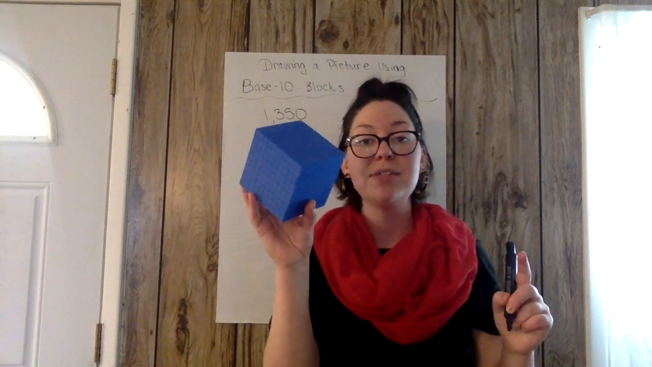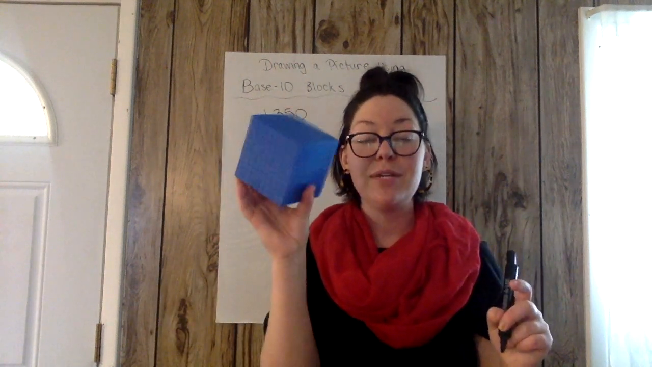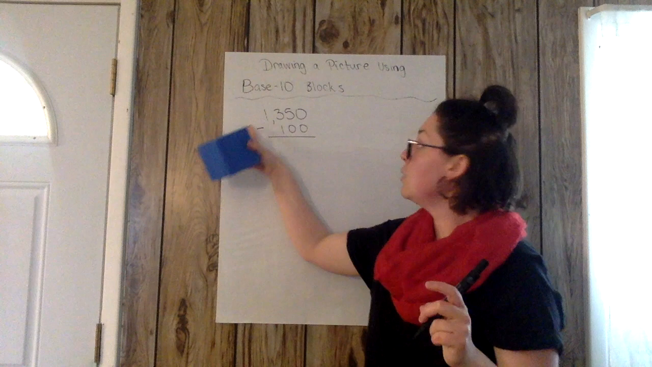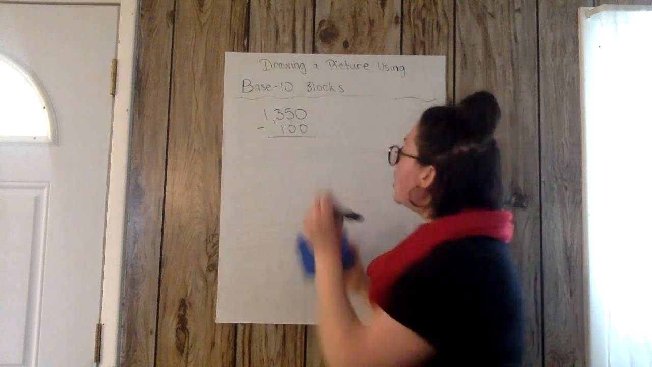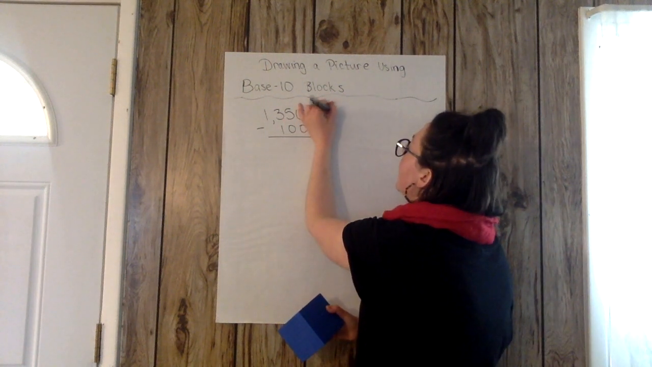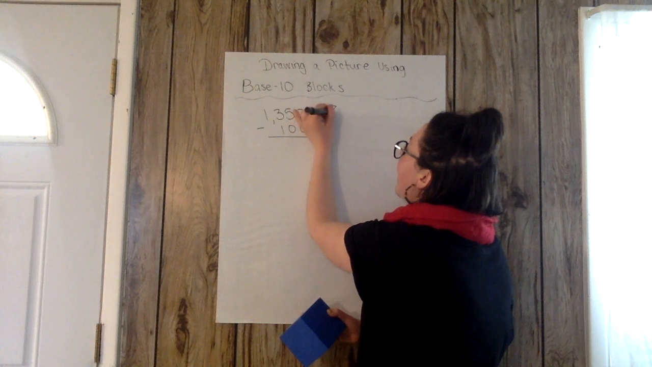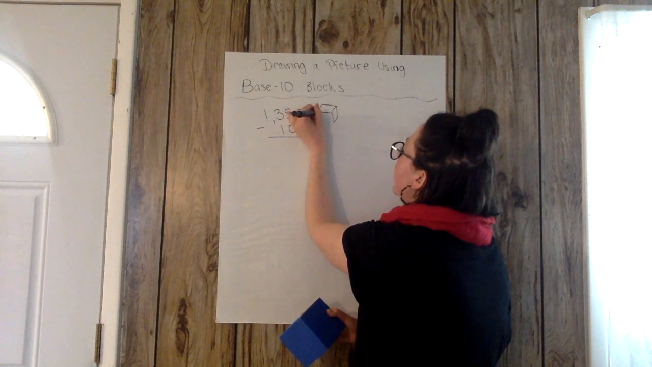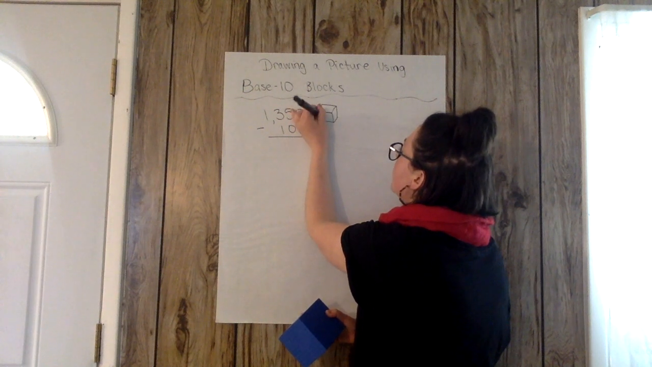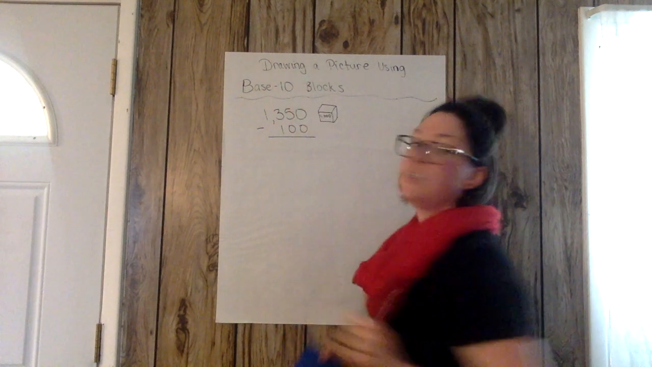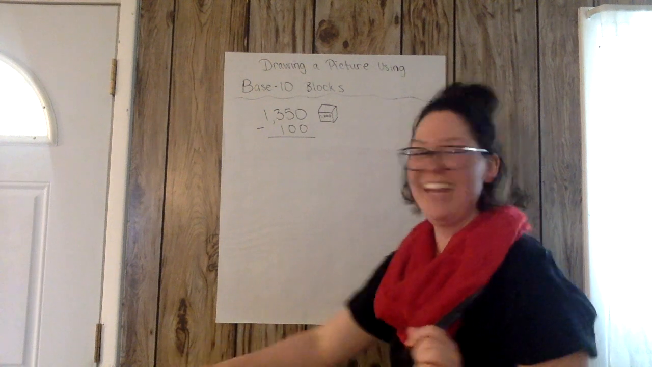If this represents 1,000, how many do I need of these? Well, it tells me I need 1. So what I'm going to do is give my best and draw a cube, and then I'm going to write 1,000 in the cube, okay? Just like that. Pretty good. Good job, Miss Tobin.